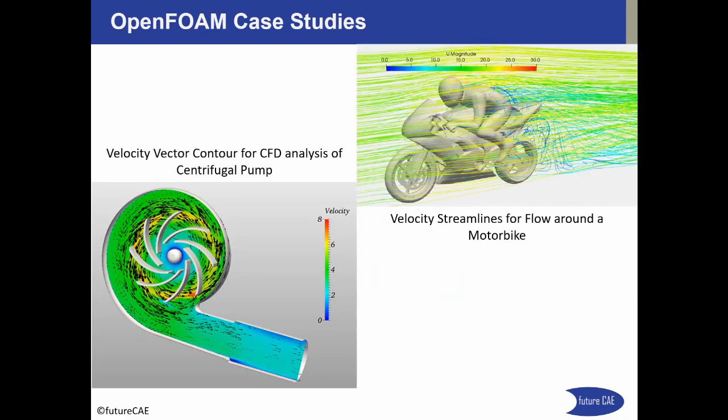Left side image shows velocity vector for CFD analysis of a centrifugal pump done using multiple reference frame method and OpenFOAM. Right side image shows velocity streamlines for flow around a motorbike capturing low pressure region behind the motorbike.